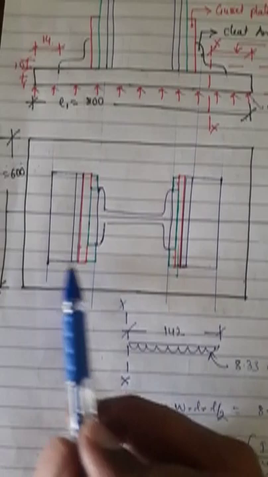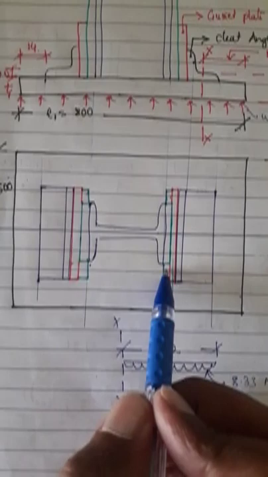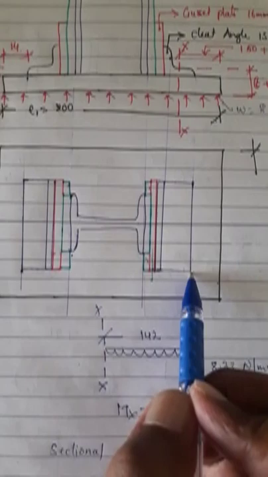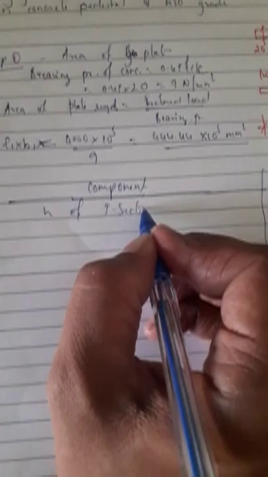I know the height h of the I section from here till here. I know thickness of cover plate. I know thickness of gusset plate. I know this dimension of the angle. So I will be writing these things in a tabular form. So first component, h of I section, that is 400 mm. Height of the I section.